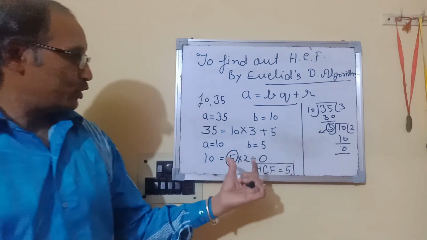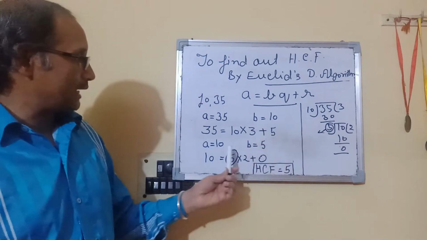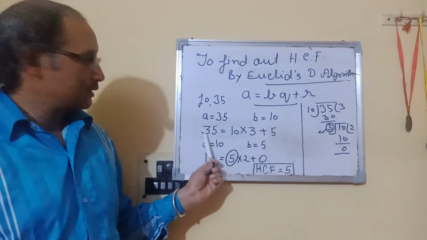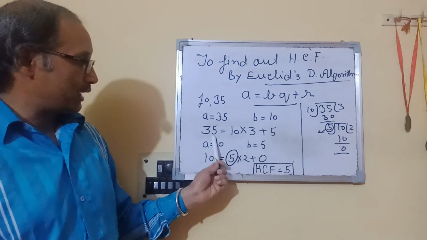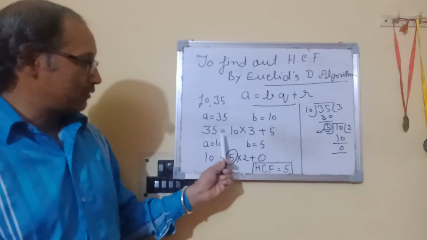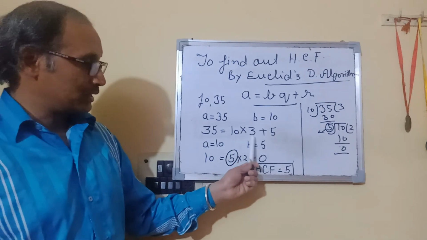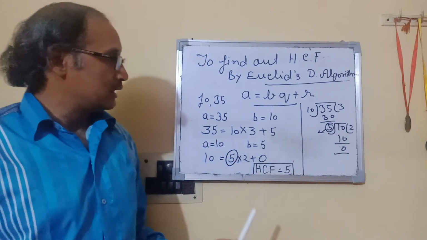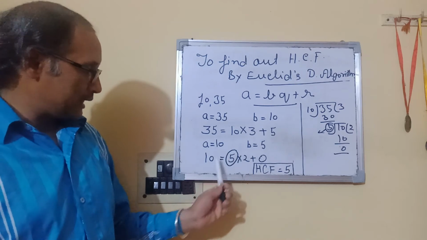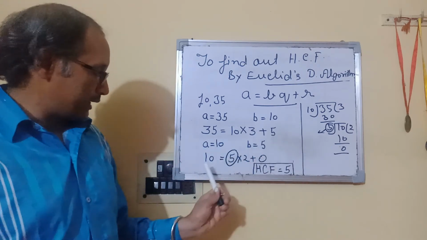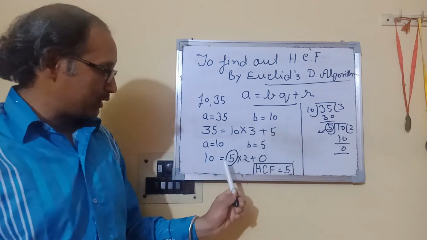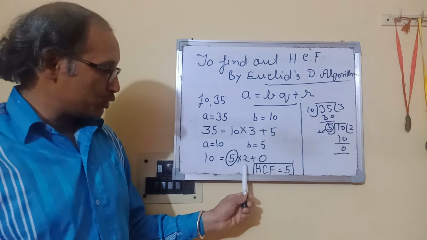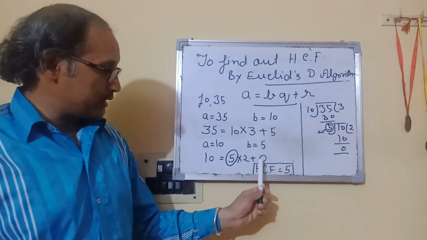It can be put in an equation like this. A is equal to BQ plus R. Here A is equal to 35. So we can write 35 is equal to 10 multiplied by 3 plus 5. You can take this equation from this division, and in the next step, the remainder 5 becomes the divisor and 10 becomes the dividend, and we get equation 2 and the remainder is 0.